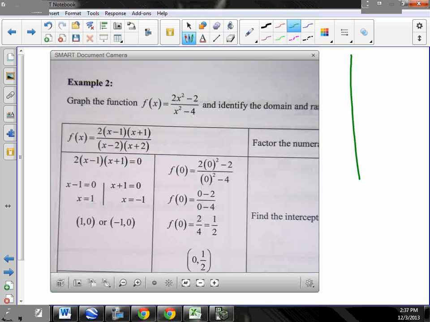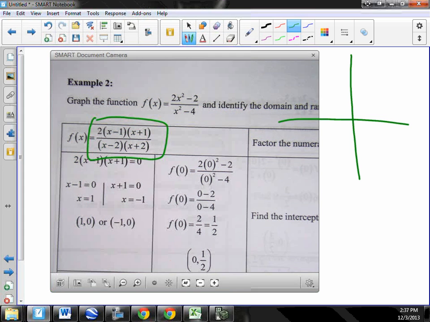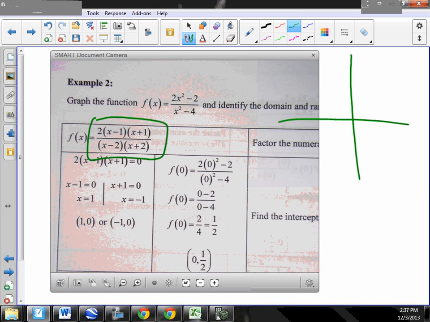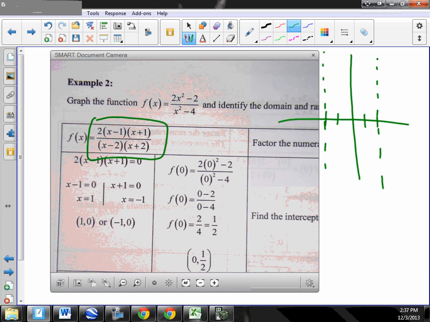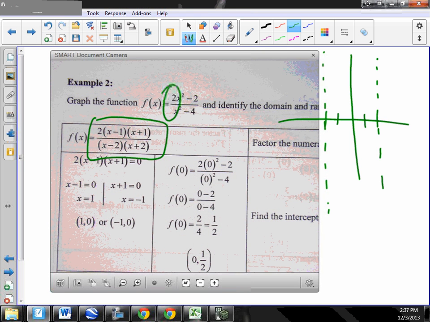So if I look at the factored version, I don't have any holes, but I have 2 vertical asymptotes. Where are they? 2 and negative 2. Do I have an HA? It's at 2 because the degree on the top is equal to the degree on the bottom. So I divide the leading coefficients, 2 over 1, so up at 2.